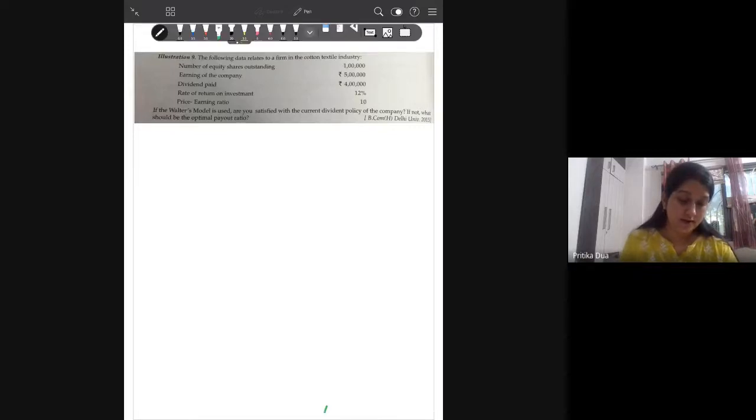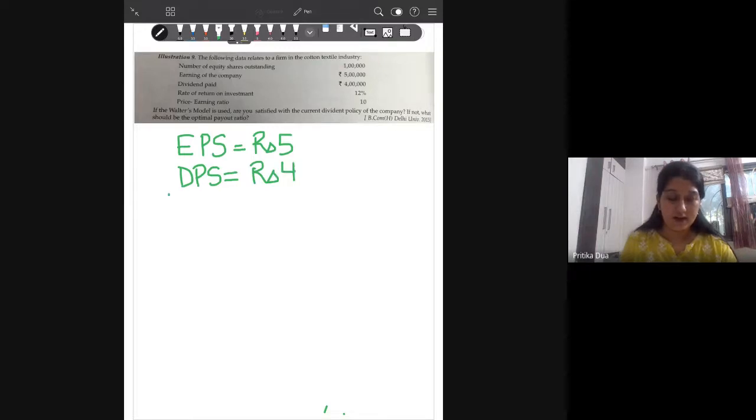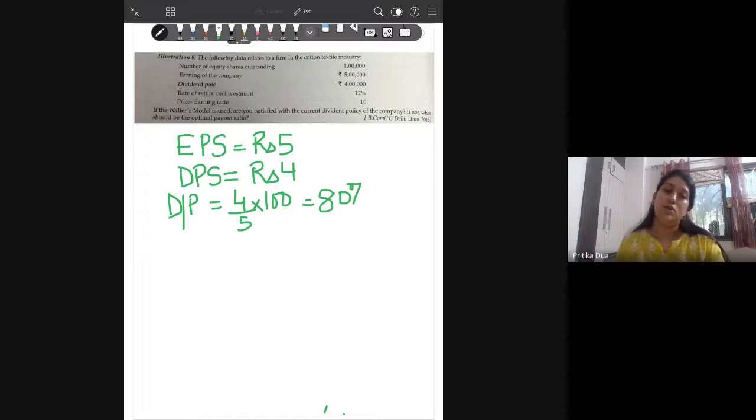So let's see the earning per share. 5 lakh is the total amount, 1 lakh is the number of equity shares. So EPS comes to 5. Similarly, the dividend per share comes to rupees 4. And very clearly we can see that the dividend payout ratio is 80%. 4 upon 5 into 100, that comes to 80%. This is the first information given in the question.